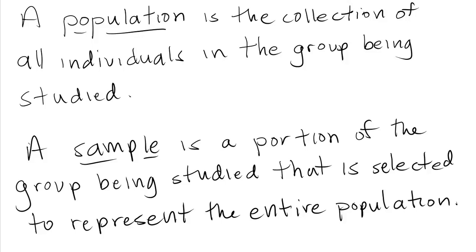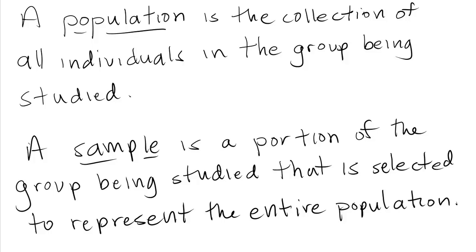That would be ridiculous. So, because populations can be impossible or impractical to work with, we often take a much smaller group and use that kind of as a representation of the population. And we call those groups samples. A sample is a portion of the group being studied that is selected to represent that entire population.